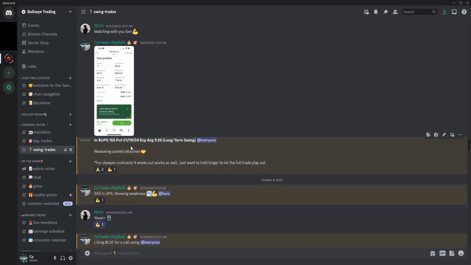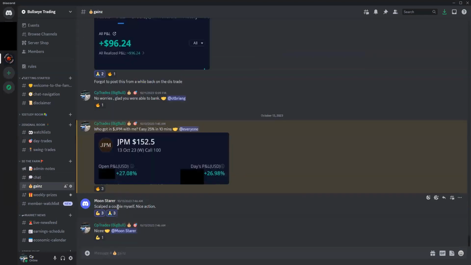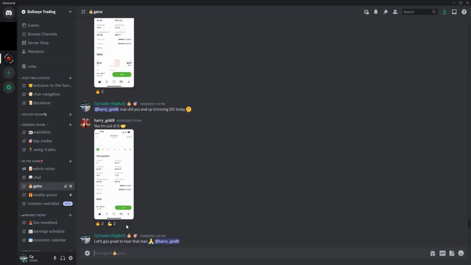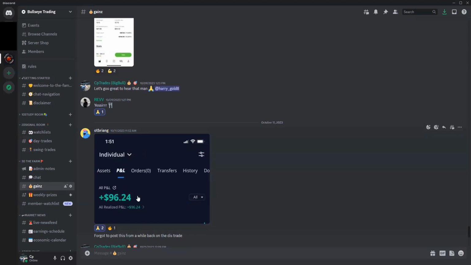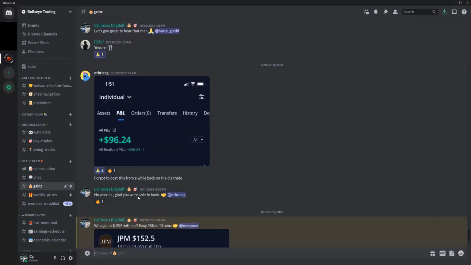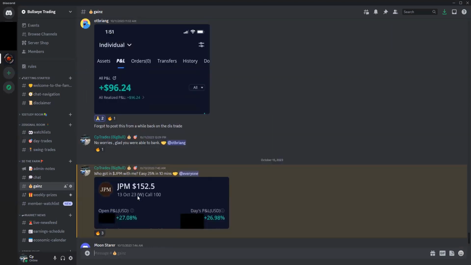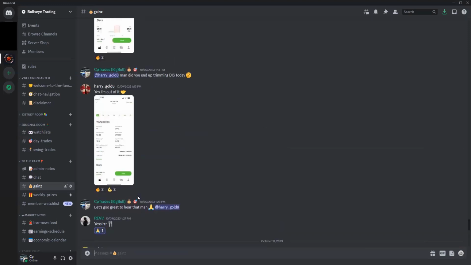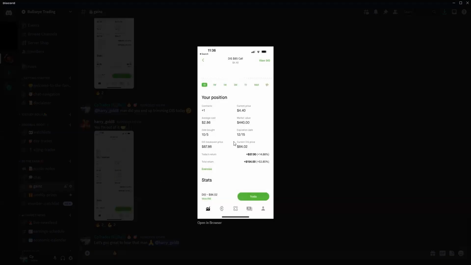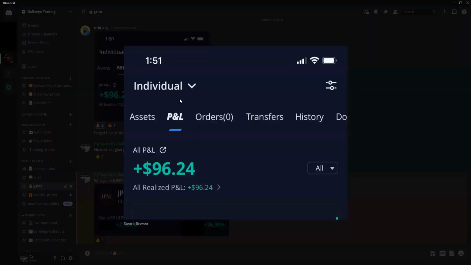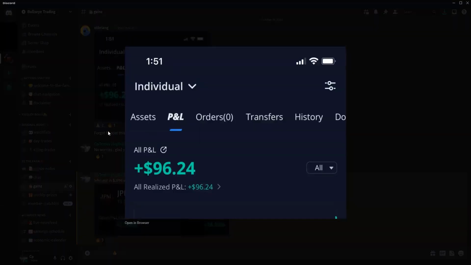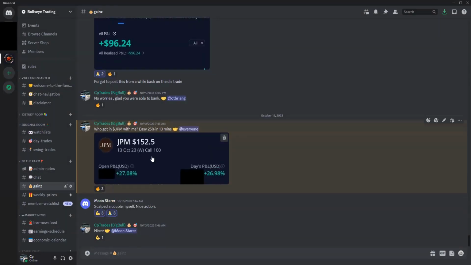And for all of our signals, after we post, we end up posting our gains in the gains chat. So once you make some money, we recommend you post this in the gains chat so that we can see, and we love seeing everyone in the family eating. Looks like Harry Gold was able to make $154 on this trade, and then OT Brian. So this is basically how to take our signals.